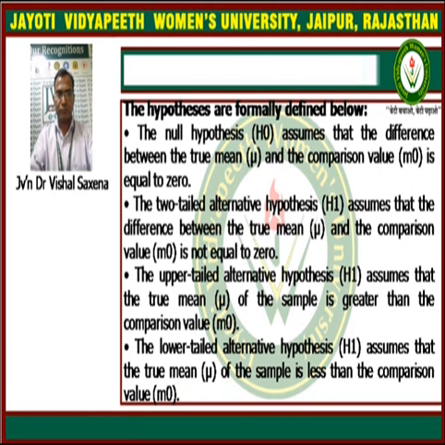Third is the upper-tailed alternative hypothesis H1, which assumes that the true mean mu of the sample is greater than the comparison value m0, and the lower-tailed alternative hypothesis H1 assumes that the true mean mu of the sample is less than the comparison value m0.